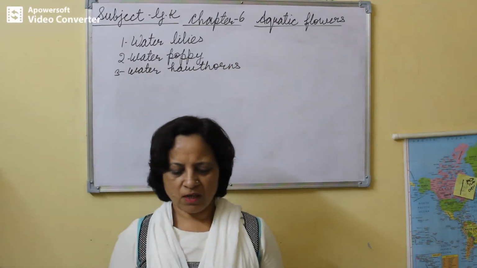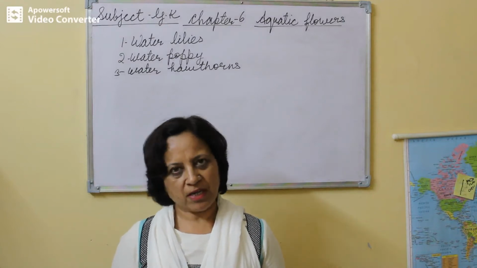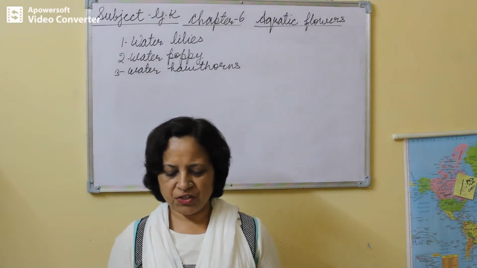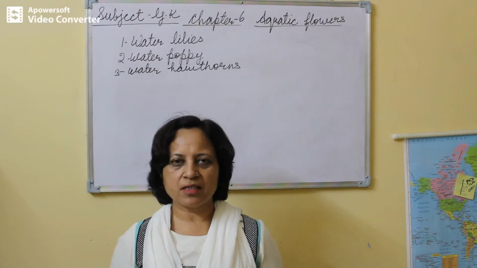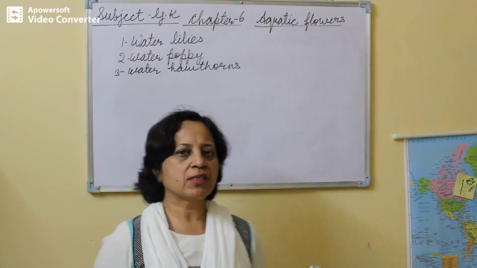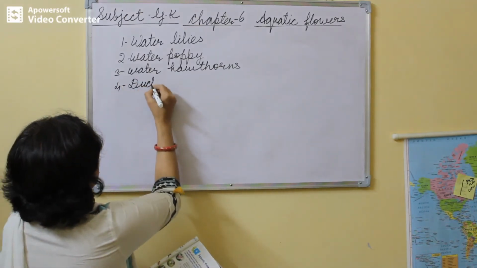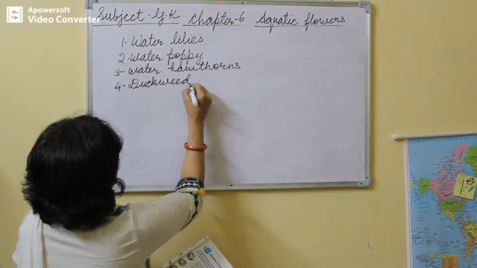Fourth is a floating plant that looks great in any pond with fish living in it. It gives the fish shelter and food. Now these plants give fish shelter and food. Answer is duckweed. Fourth answer is duckweed, D-U-C-K-W-E-E-D.